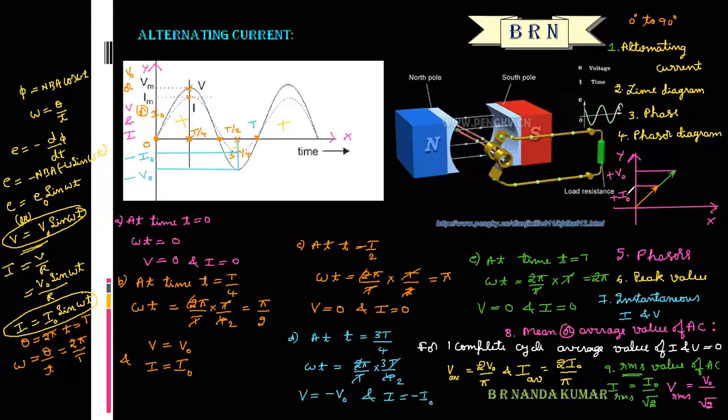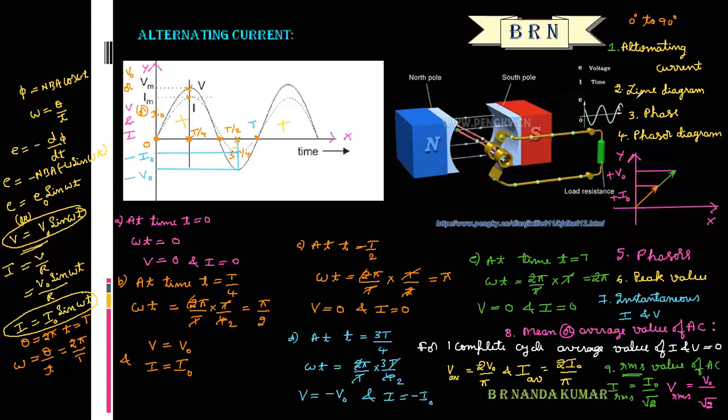What is the meaning of alternating current? An electric current is said to be alternating if its magnitude and direction change with time and polarity reverses periodically, for every half cycle.